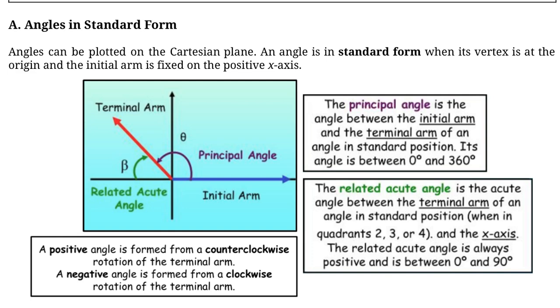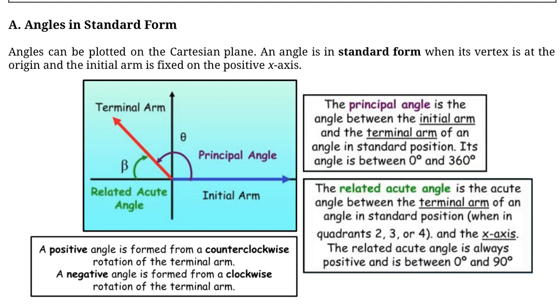And we can have positive angles or negative angles. So angles always start right here in the blue, where our positive side of the x-axis is. This is always our initial arm. And if we're going counterclockwise from that initial arm, this is a positive angle. But if we're going clockwise from the initial arm, so we're going down, this would be an angle that's negative.